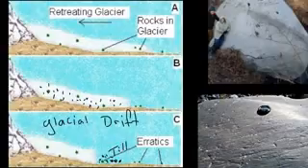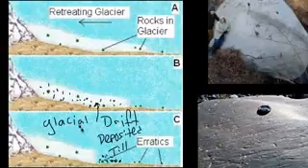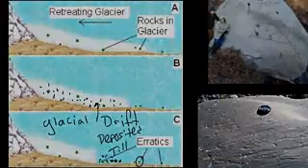T-I-L-L. Till. The difference: glacial drift is the stuff that gets carried in the glacier, and till is the stuff that gets deposited after the glacier melts. So till is deposited glacial sediment, glacial drift is stuff being carried by the glacier, and an erratic is a single large boulder carried in by a glacier from somewhere else far away.